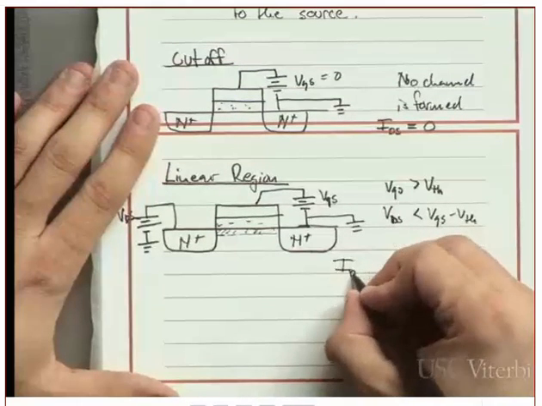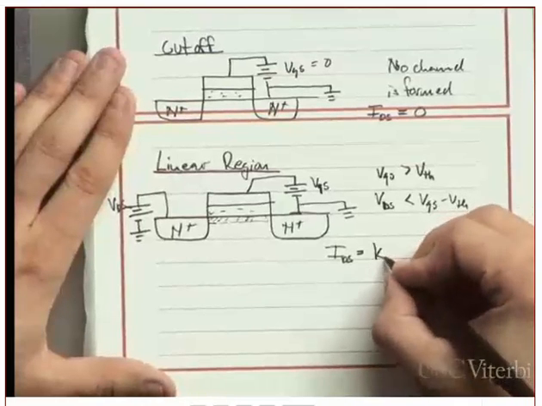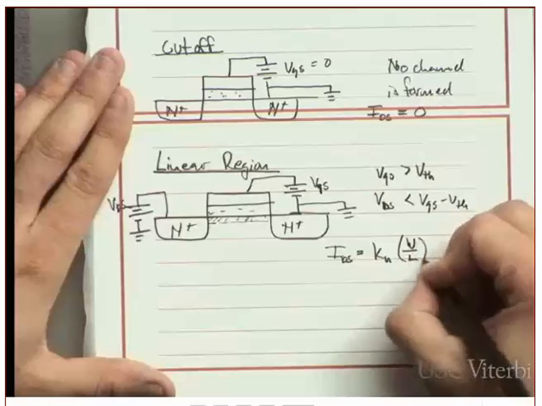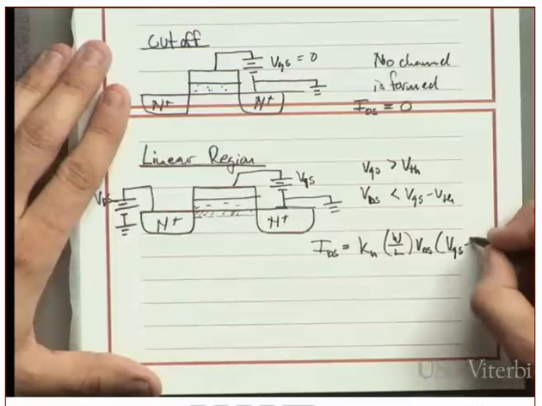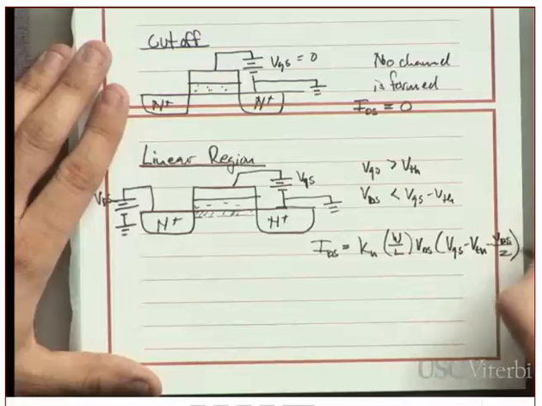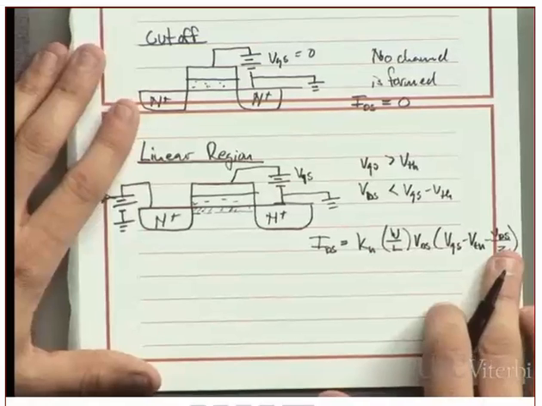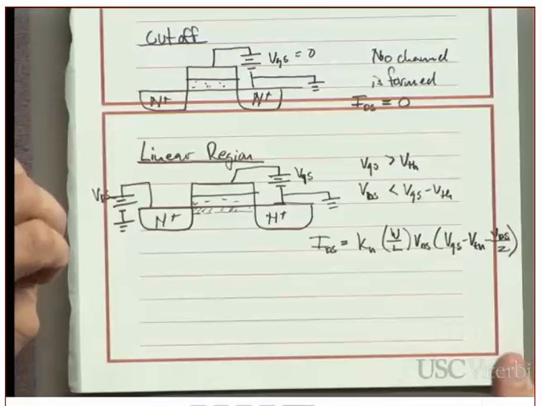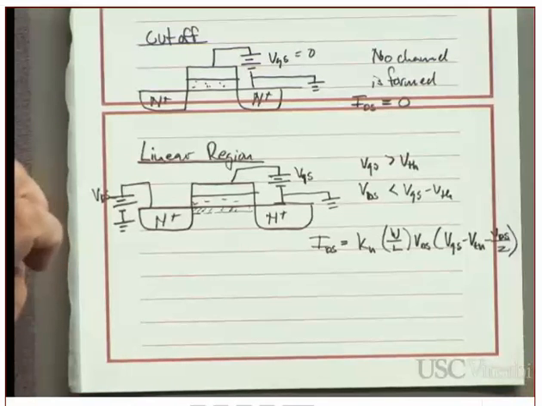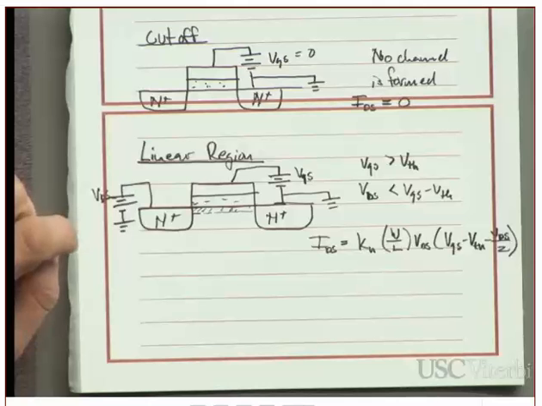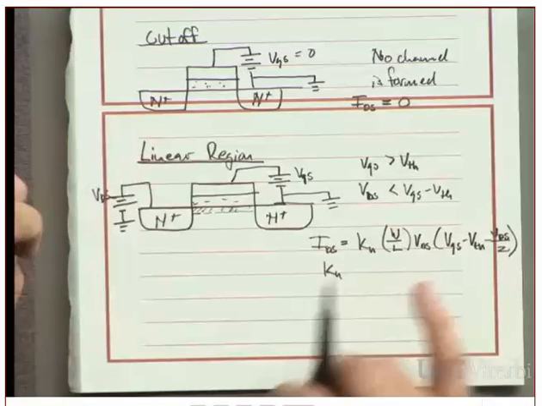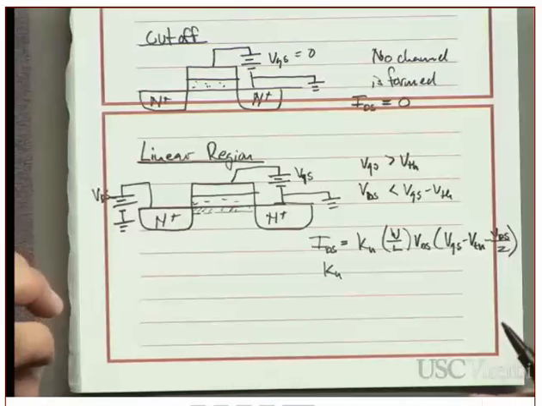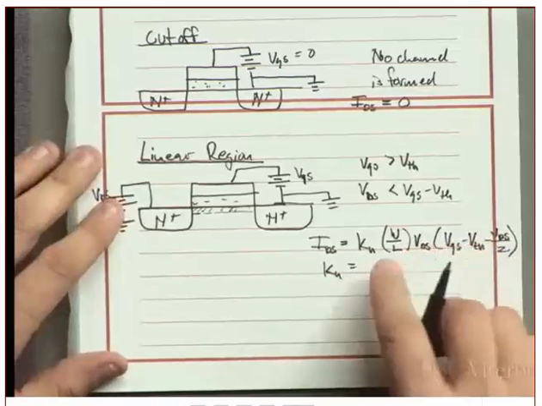And so here, the current IDS for an n-type is Kn times width over length, times VDS times (VGS minus VTH minus VDS over 2). Okay, so there's a quadratic dependence on the VDS voltage. I was going to say that as VDS goes up, the current's going to go up quadratically, but that's not quite the case. It's actually going to go down because of the minus VDS over 2. I hope I wrote that right. Does this look familiar? Because I'm starting to doubt that now.